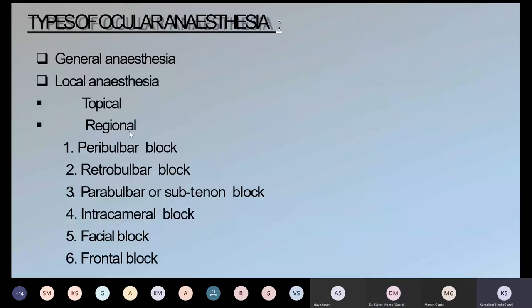We do around 100 to 150 cases a day, and the resident keeps on giving peribulbar block, and hardly do we see any complications. Sometimes there could be chemosis or a little bit of subconjunctival hemorrhage, but otherwise it's a very good anesthesia to give. Retrobulbar block is now almost obsolete.